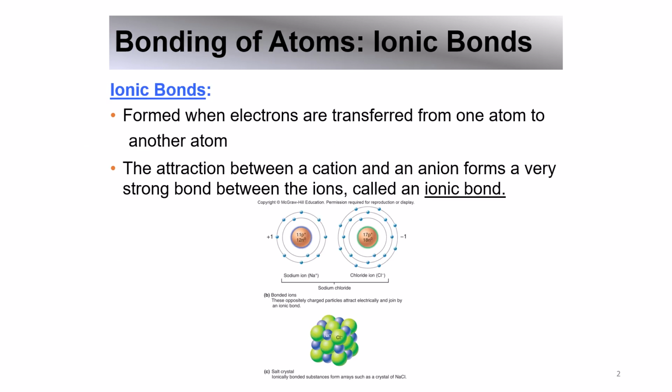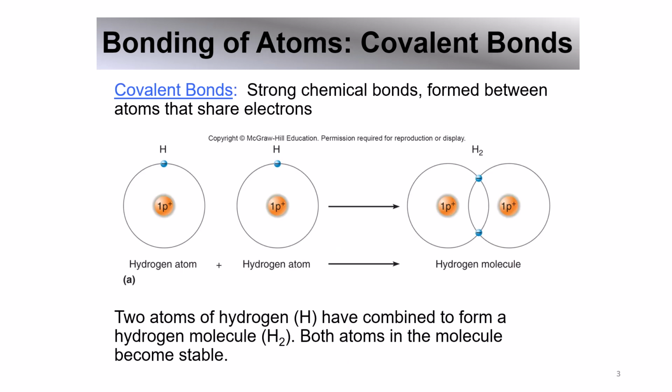Here's just some more information about ionic bonds. Once again, know that this is formed when electrons are transferred from one atom to another. And so, because one is more positive, one is more negative, the attraction between the opposite charges holds these two atoms together. And that's how we get salt. Alright, so ionic bonds is when electrons are transferred from one atom to another.